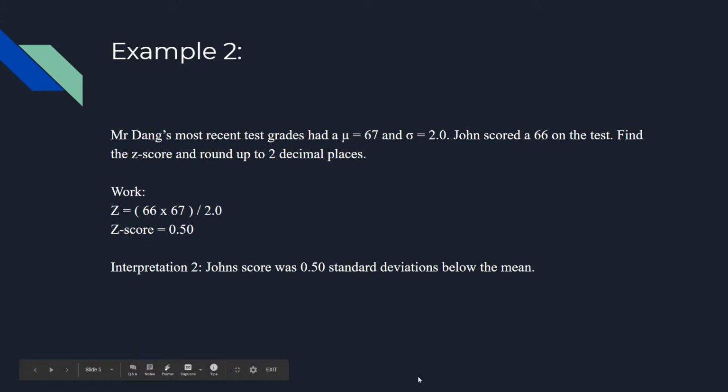Example 2. Mr. Dang's most recent test grades had a mean of 67 and a standard deviation of 2.0. John scored a 66 on the test. Find the z-score and round to decimal places if needed.